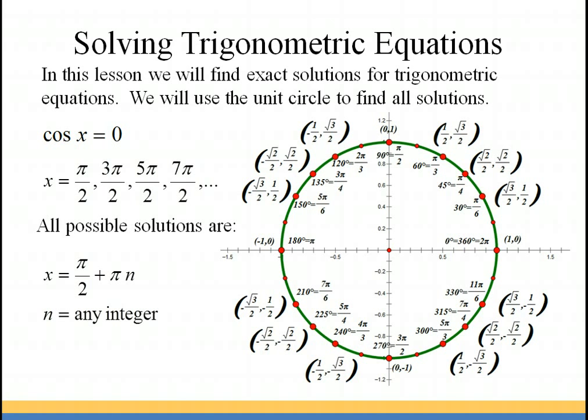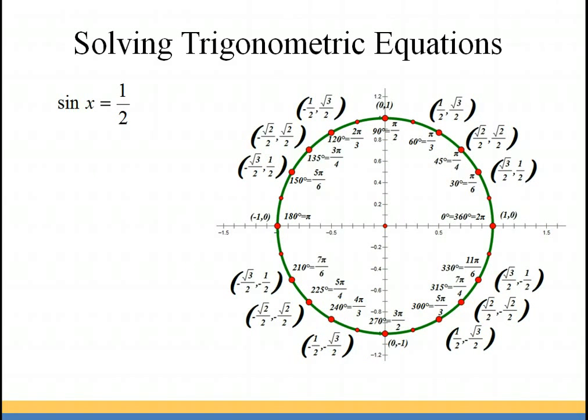So if you look at the distance going from pi over 2 to 3 pi over 2, you would be going pi radians. And if you go from 3 pi over 2 back up to pi over 2, or what we would say is 5 pi over 2, that's adding another pi to that. So if we continually add pi to pi over 2, we would get all the angles that are solutions for cosine x equals 0. So we can say that x equals pi over 2 plus pi n, where n is any integer.